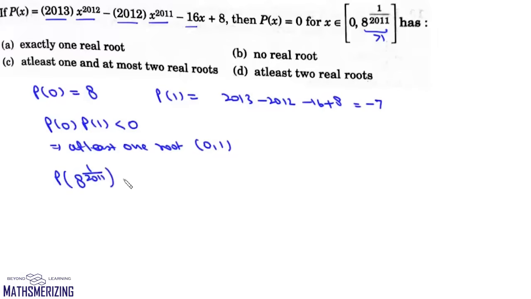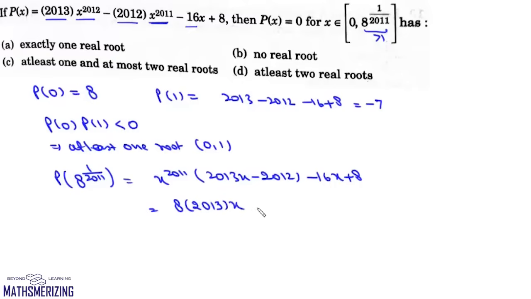Here what we'll do is, we'll take x to the power 2011 common. So it'll be x to the power 2011 into (2013x minus 2012) minus 16x plus 8. Now x to the power 2011 will be simply 8. So it will be 8 into 2013x minus 8 into 2012 minus 16x and then plus 8.